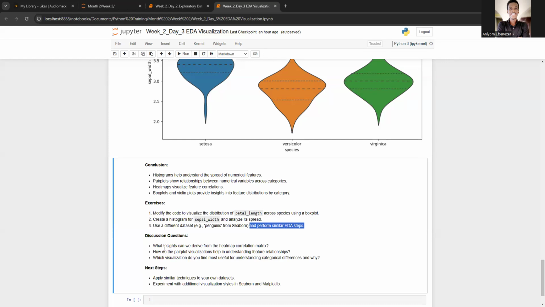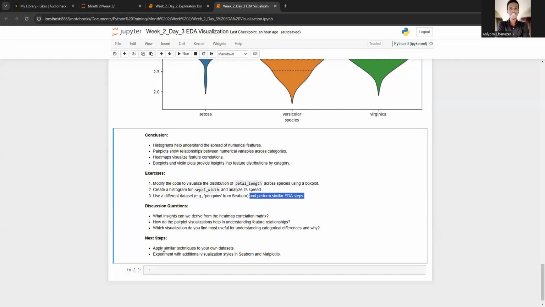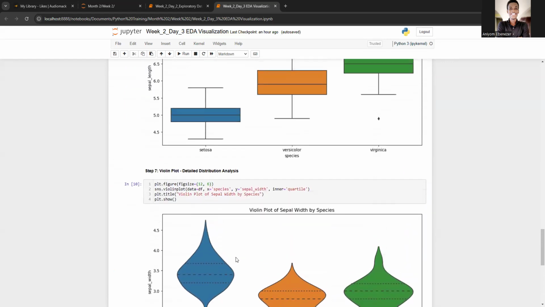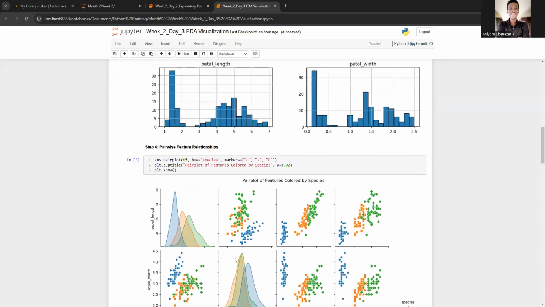So the next step should be to apply these techniques on your own data, and then experiment with additional visualization styles, preparing for our next week class. So the video will be uploaded shortly.